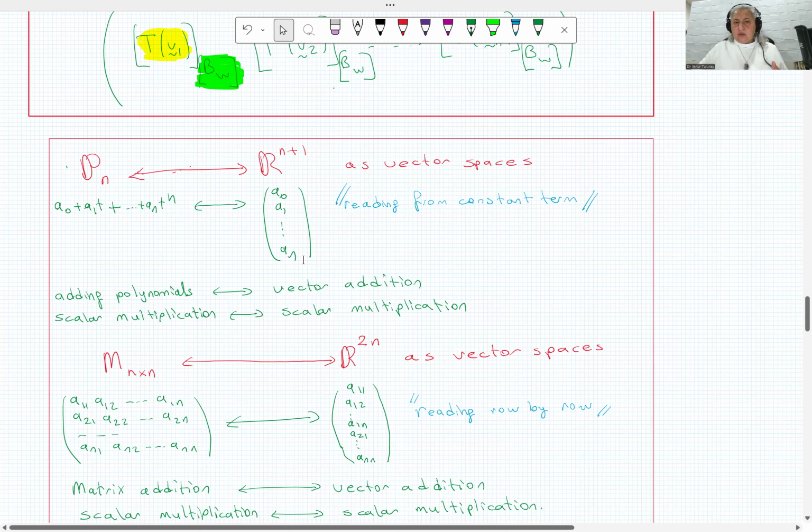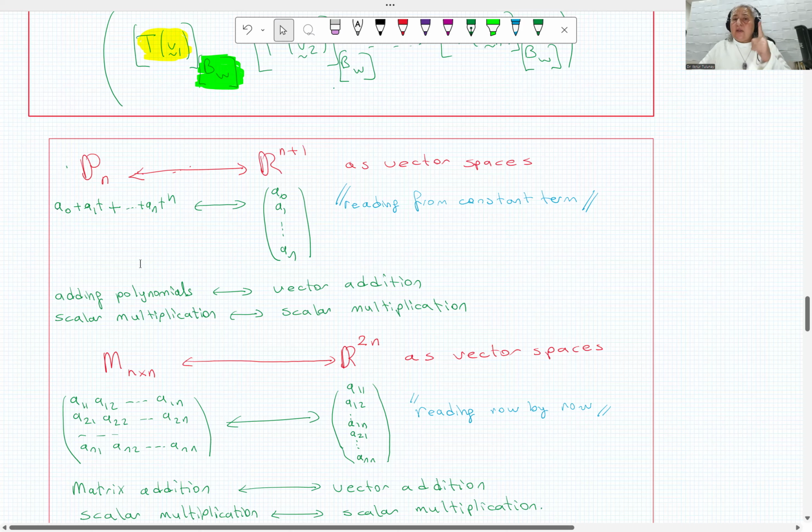There are many ways to set up this correspondence, but I usually start from the constant term, a0, a1, and so on, or you can do it backwards as well, an down to a0. Whatever question you're doing, tell the reader what your assumption is, because there are many ways to assume it, and apply the same assumption throughout your question.